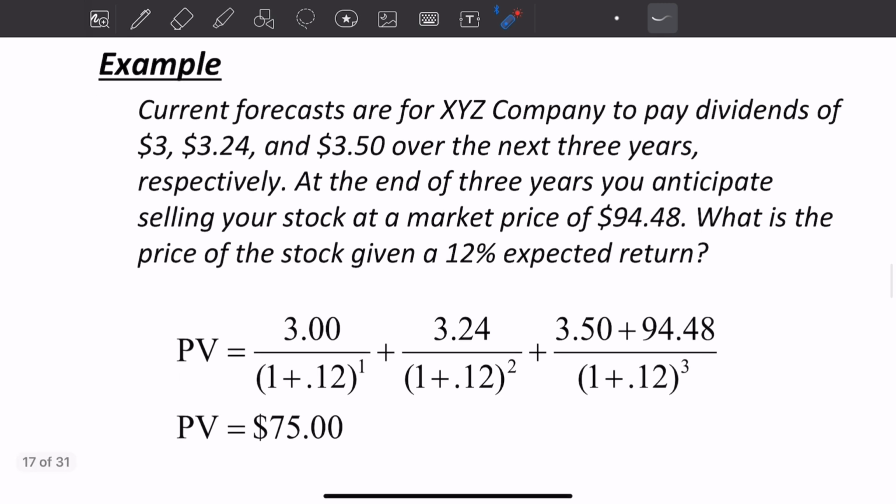Here's an example. Current forecasts are for XYZ company to pay dividends of $3, $3.24, and $3.50 over the next 3 years, respectively. At the end of 3 years, you anticipate selling your stock at a market price of $94.48. What is the price of the stock given a 12% expected return? So here they are also giving you R, which you're going to be using for your discount factors.